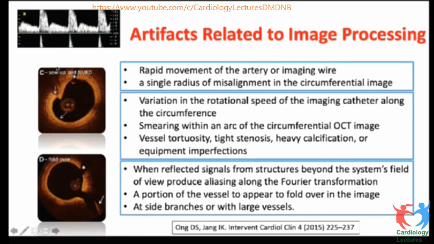The second one is, again, this catheter has to rotate at a constant speed along the circumference to form the normal image. Suppose there is a reduction in the speed along part of the circumference, that produces a smearing, that is an onion peel-like appearance in the part of the image where the catheter rotation is slower.